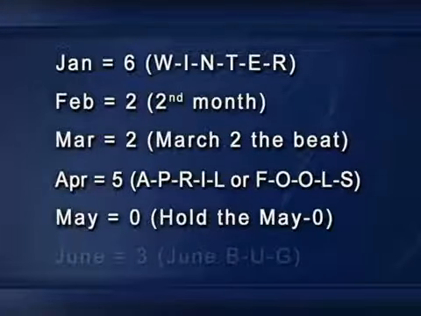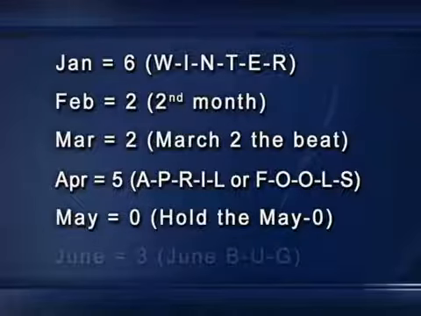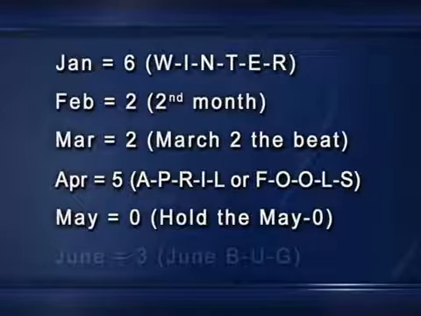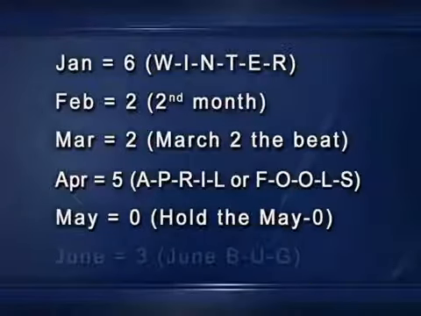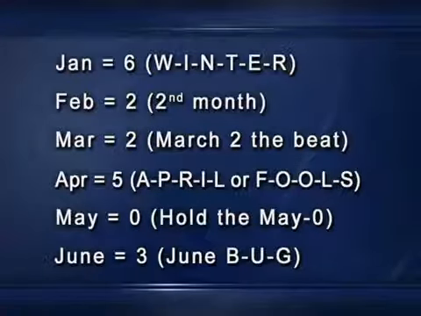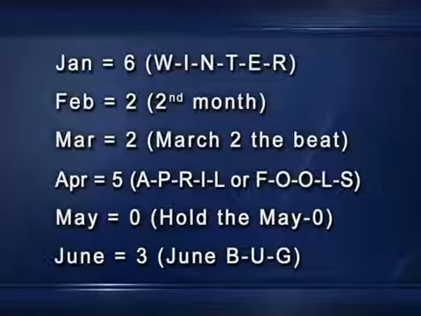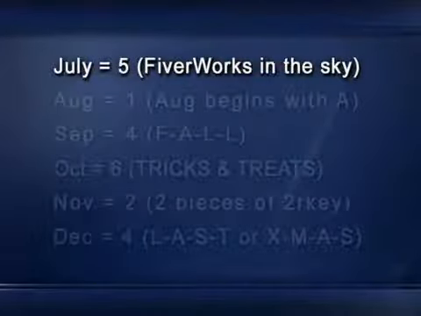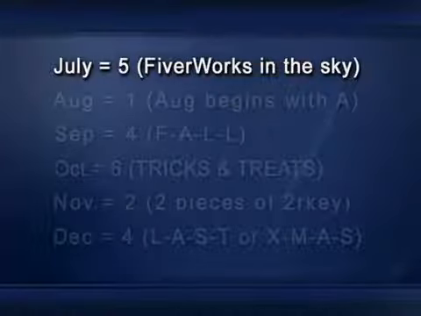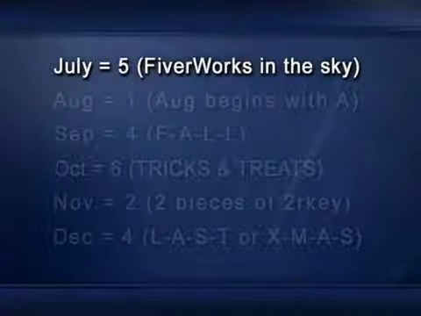May is 0. If you're having a sandwich, you may want to hold the mayo, is how I remember that May is 0. For June, we might think of a June bug, and bug has 3 letters. Let's see, July is 5. In July, you might see a lot of fireworks in the sky. It's cheap, but you'll remember it.